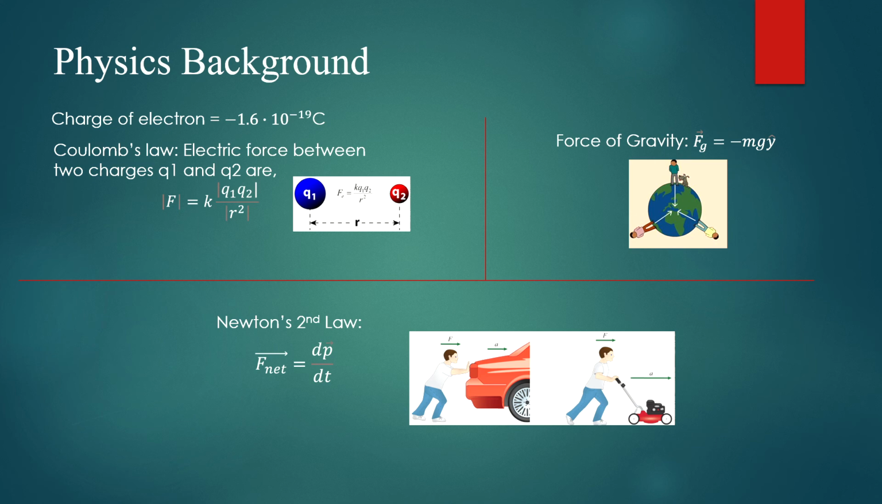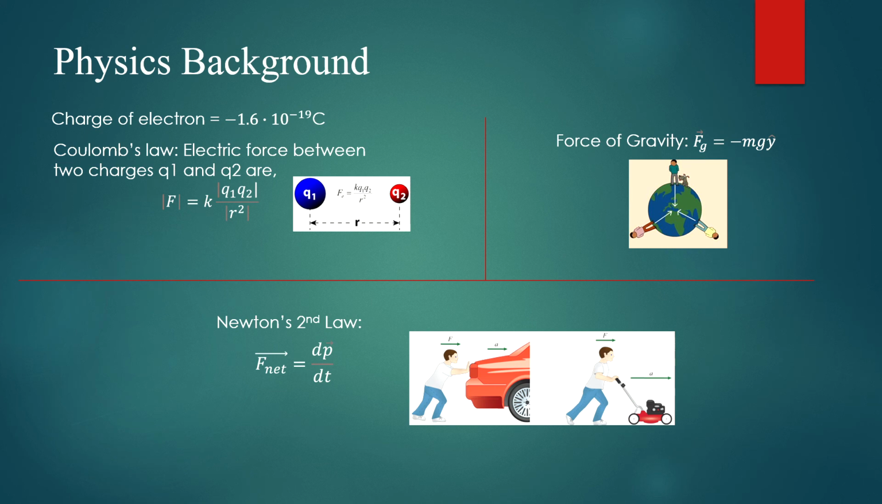Now we're going to talk about the physics concepts needed in this lab. It's very similar to lab 1, where Coulomb's law is very useful to find the force between two point charges located at a distance r away. And the second concept is very fundamental. It's the equation of gravity acting on an object on Earth.